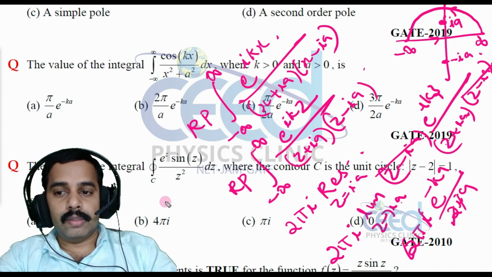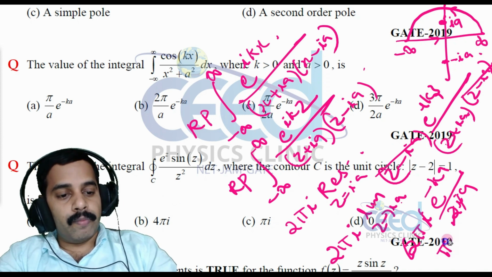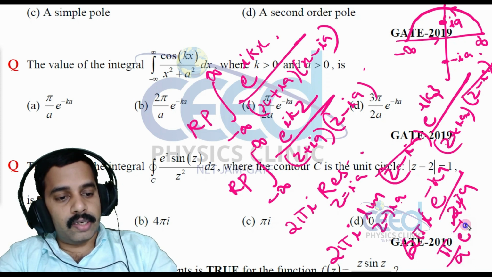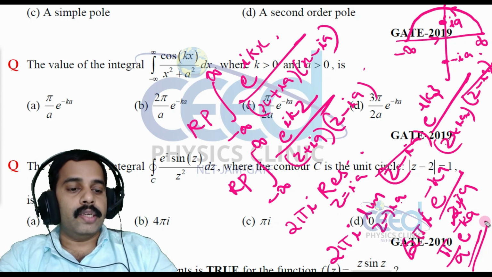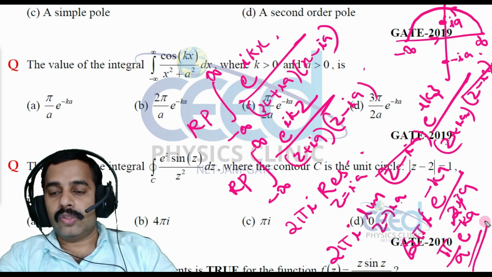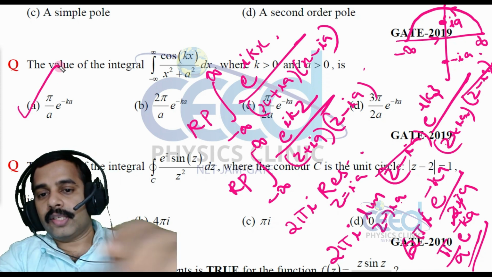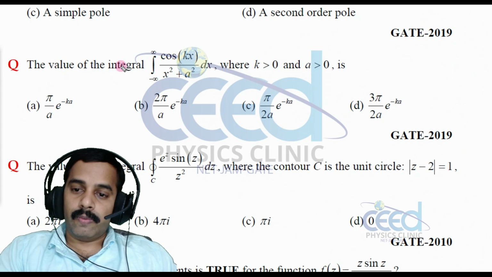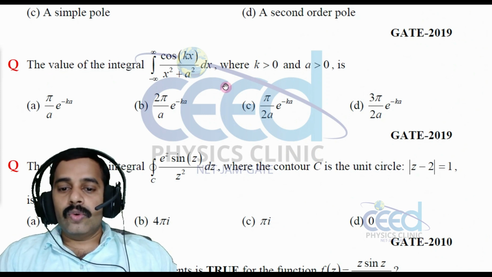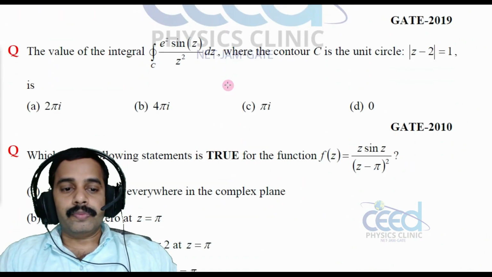that is pi by a e raised to minus k, right? So pi by a e raised to minus k. So which one is the option? Option A is correct, right? All right. Now let us go to another question.